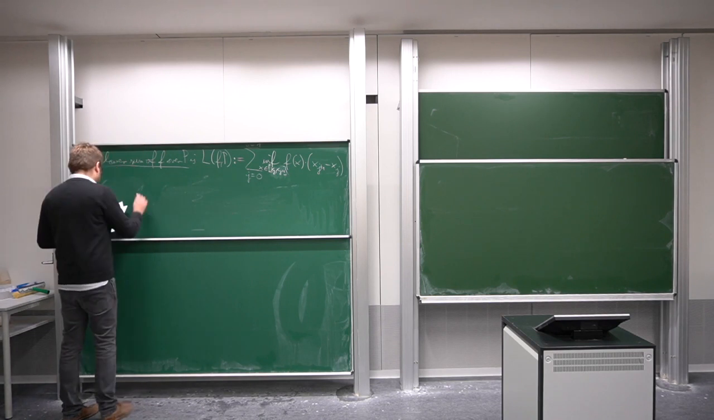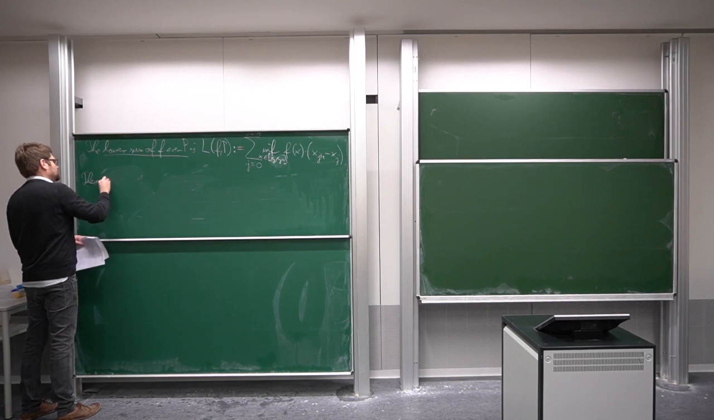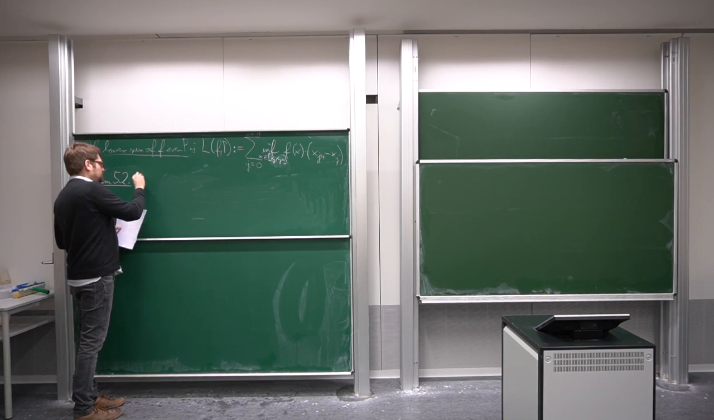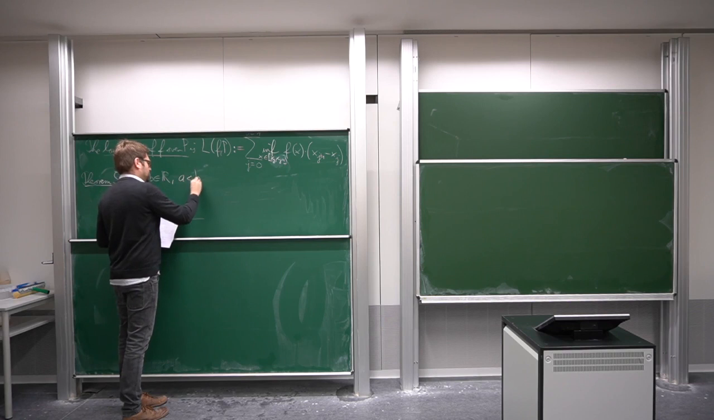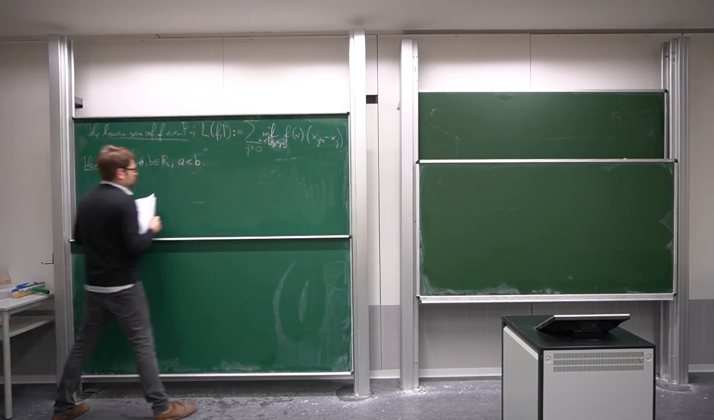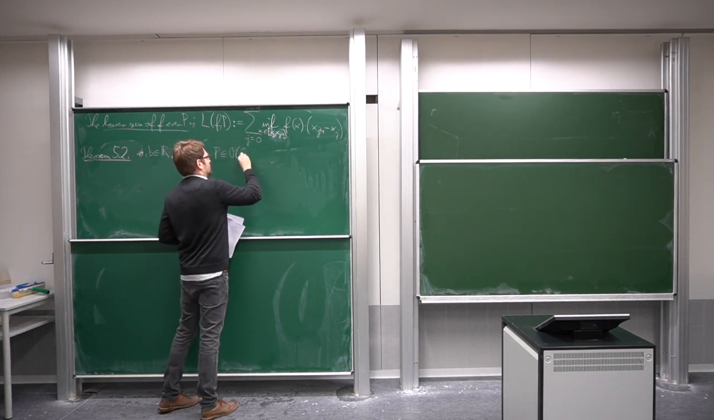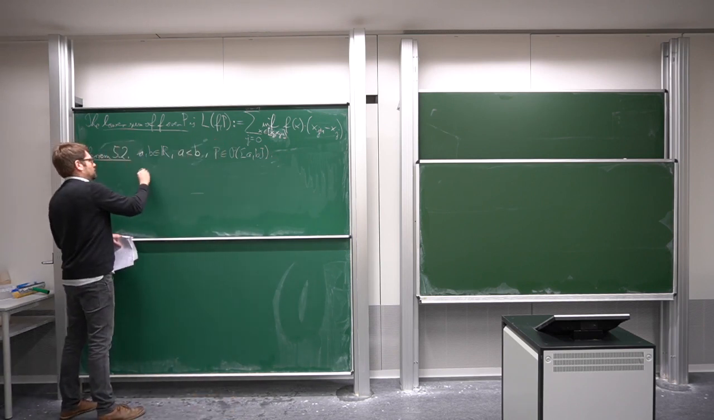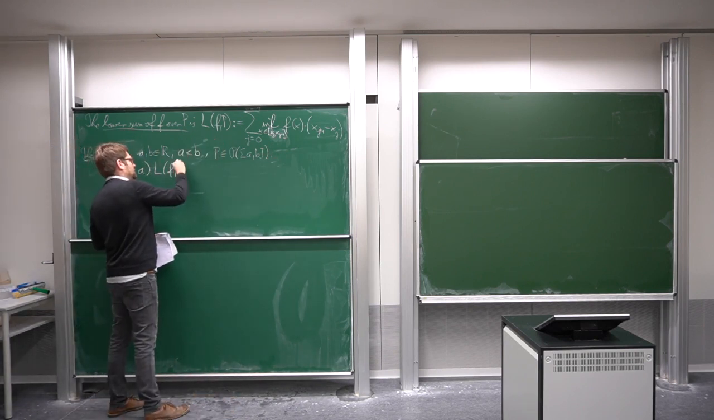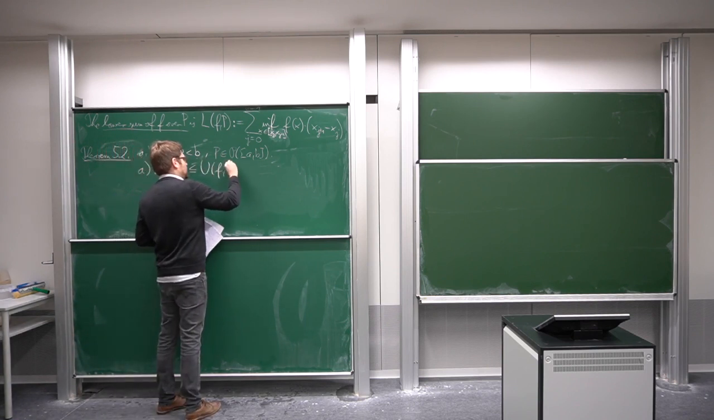Okay, so let me insert a theorem with some properties of lower sums and upper sums. Again, a, b are in R with a smaller than b, and we fix some partition P of the interval [a,b]. First of all, the lower sum of f over P is smaller than or equal to the upper sum of f over P.